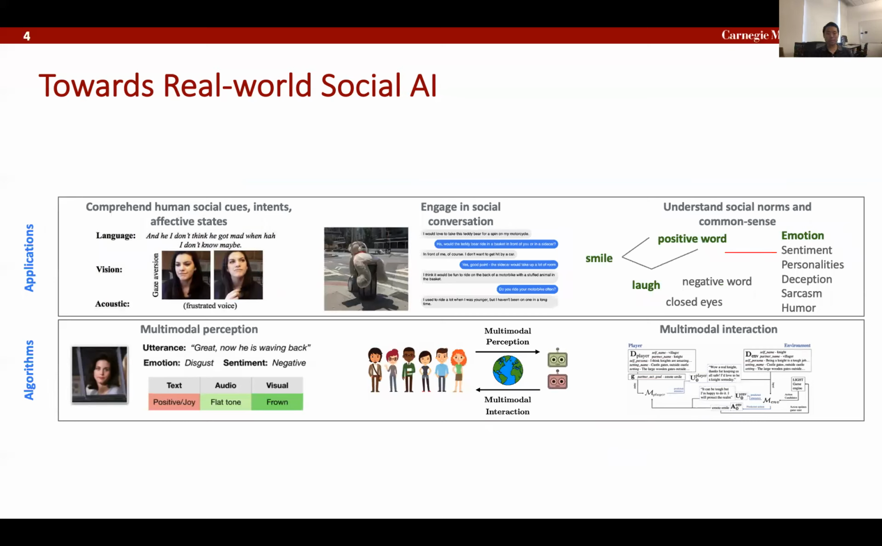Underlying these desirable applications of social intelligence are fundamental algorithms for multimodal perception and multimodal interaction. On the perception side, understanding social behaviors involves understanding human communication, which is a structured system of social signals used by us to convey our intentions through both verbal and nonverbal channels. Perceiving human communication from a speaker therefore involves understanding these social cues, intents, and affective states, underlying personalities, and references to some broader environment.